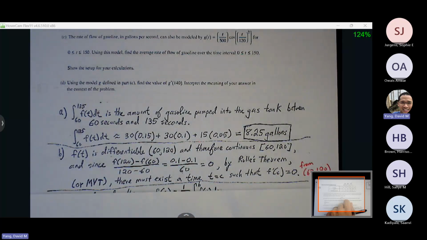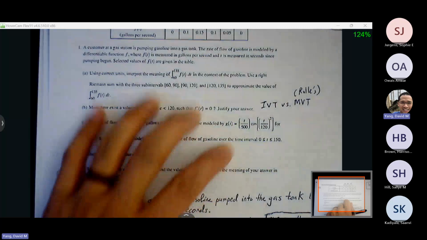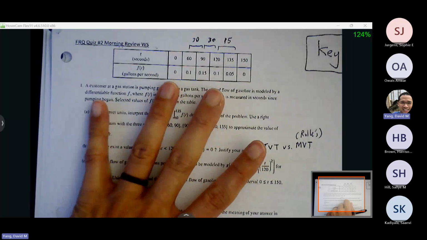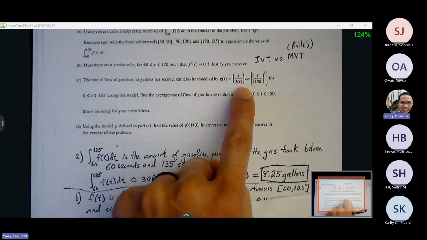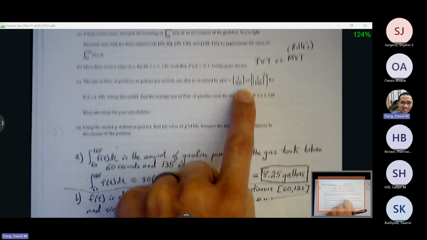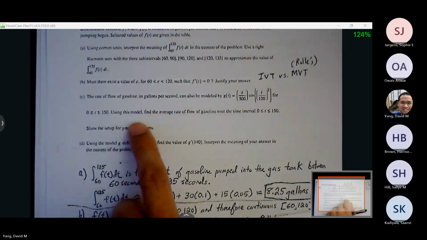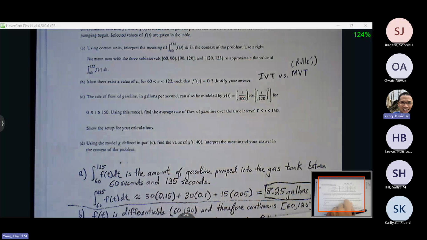Part C, the rate of flow of gasoline can be modeled by G of t. So before we had an approximation at different time values. Now we have something that potentially is more accurate. We now have G of t that represents the rate of flow of gasoline between 0 and 150. So we have something that's more accurate than the table. Using this model, find the average rate of flow of gasoline.